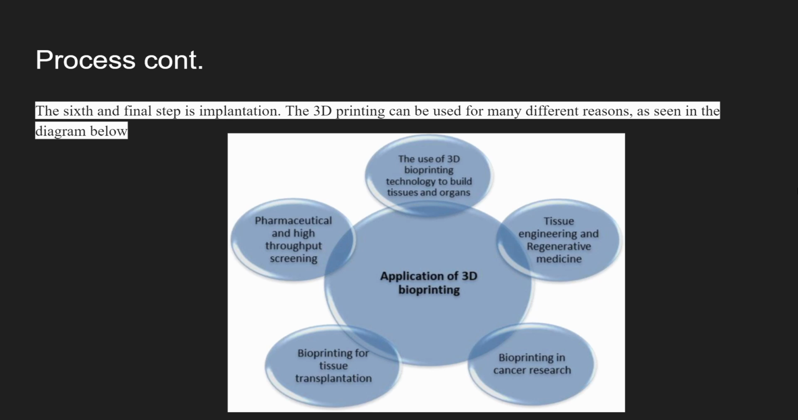Process continued. The sixth and final step is implantation. The 3D printing can be used for many different reasons, as seen in the diagram below. Pharmaceutical and high throughput screening. The use of 3D bioprinting technologies to build tissues and organs. Tissue engineering and regenerative medicine. Bioprinting and cancer research. Bioprinting for tissue transplantation.